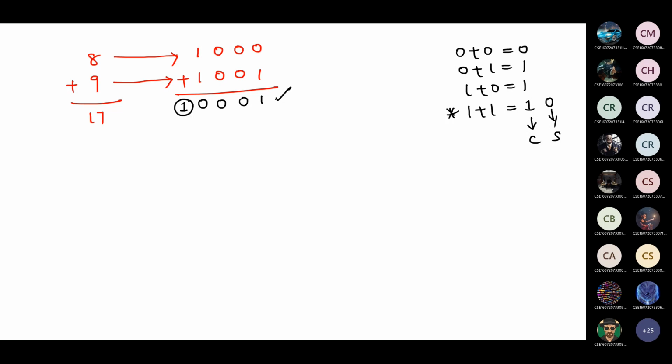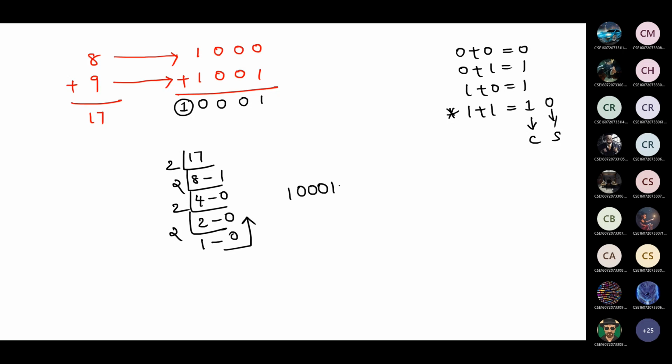Now I don't know whether this is correct or wrong. So in order to cross verify, convert this 17 into binary. 2 into 8 is 16. Remainder will be 1. 2 into 4 is 8. Remainder is 0. 2 into 2 is 4. 0. 2 into 1 is 2. So remainder is 0. So our answer should be 1 0 0 0 1. Now tell me, is it right or wrong? Right. So it is correct.